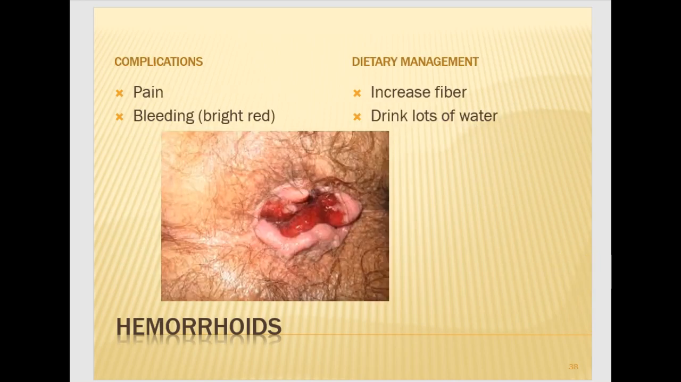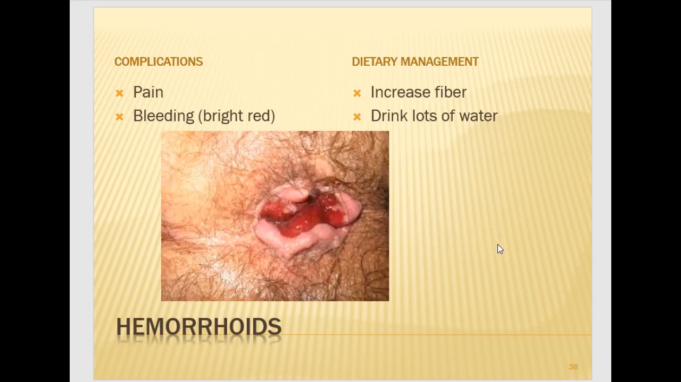Let's continue and talk about some complications. So for sure, pain. We talked about pain in the past, so we have to assess the patient's pain, their pain level, and have them describe their pain. If we need to do a visual assessment, this is what we have to do. Now here, this is a hemorrhoid, but it's a bleeding hemorrhoid.